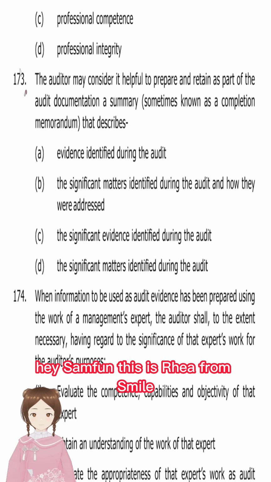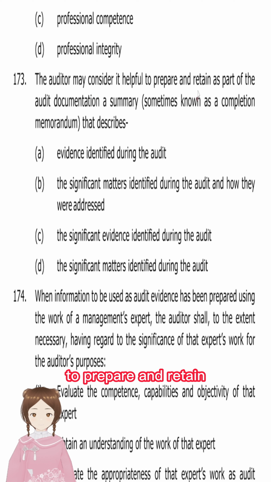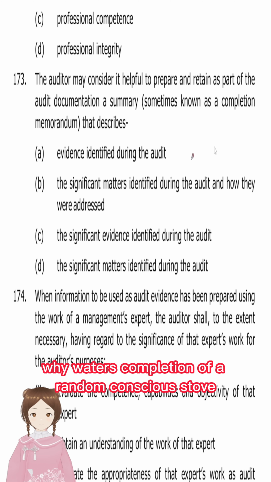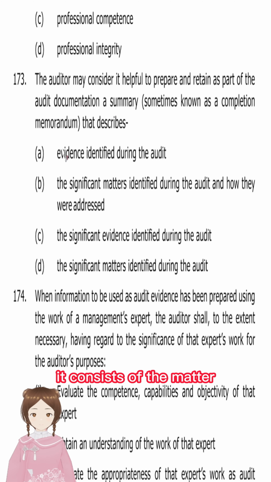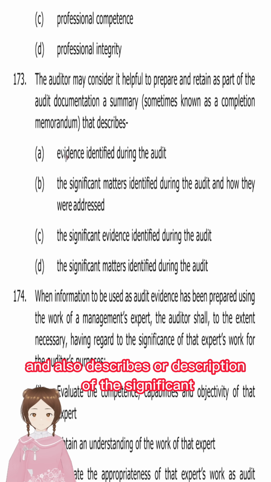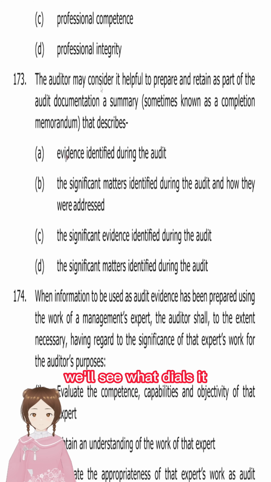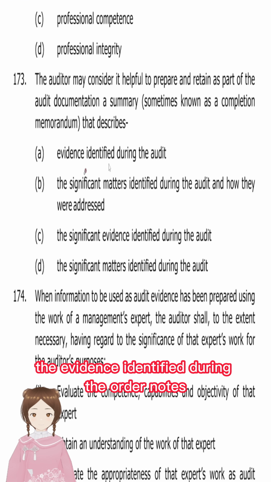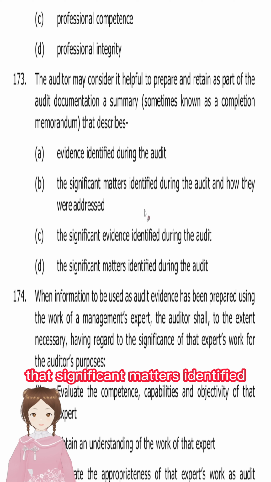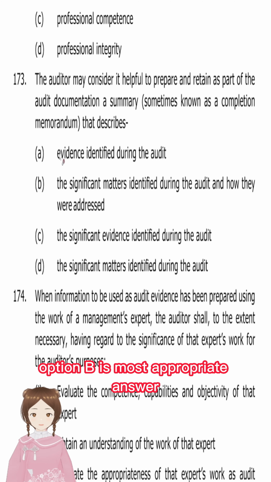Hey Samson, this is Shreya from Samaya, MCQ 173, CA Inter. The auditor may consider it helpful to prepare and retain as a part of audit documentation a summary, which is a completion memorandum. What does completion memorandum consist of? It consists of the manner how significant matters were addressed by the auditor, and also a description of the significant matters that were found during that engagement. We'll see what describes it in the options. The evidence identified during the audit. No, evidence is the audit documentation. Significant matters identified, only the significant matters and how they were addressed. Option B is most appropriate answer.